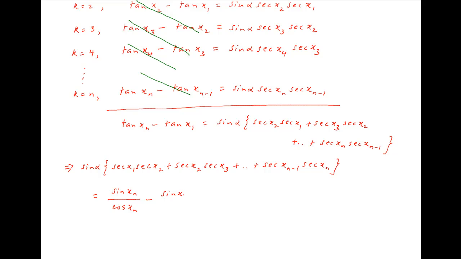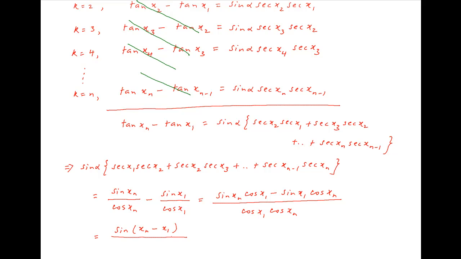which can be rewritten as sine of xn divided by cos of xn minus sine of x1 divided by cos of x1. Taking a common denominator, we get sine of xn times cos x1 minus sine of x1 times cos of xn in the numerator, in the denominator cos of x1 times cos of xn. The numerator simplifies to sine of (xn minus x1). The denominator remains as is.